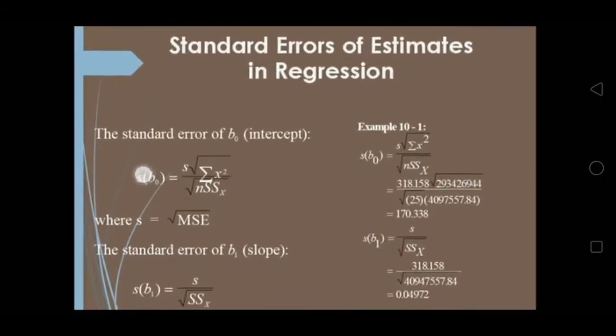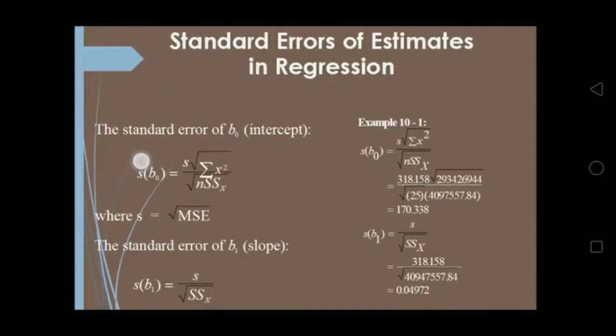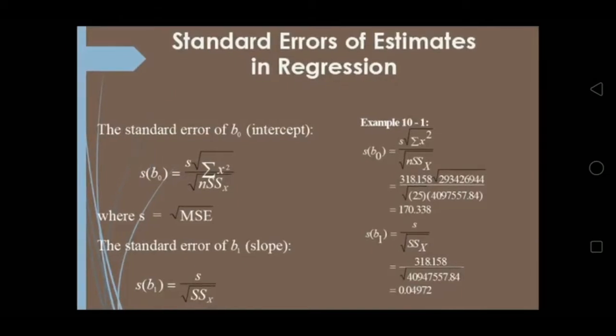Formula of standard errors of estimates in regression, as you can see below: the standard error of b0, the intercept, and the standard error of b1, the slope. And you can see the example in the slide.